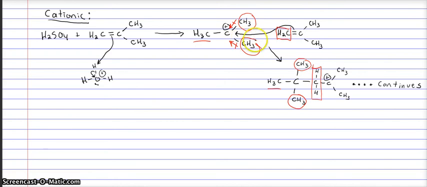When this reacts, we're going to get the attachment from this carbon, which will leave an empty orbital and a carbocation right here. This will continue over and over and over as long as we have alkene present. This is a type of polymer, and this would be our monomer.